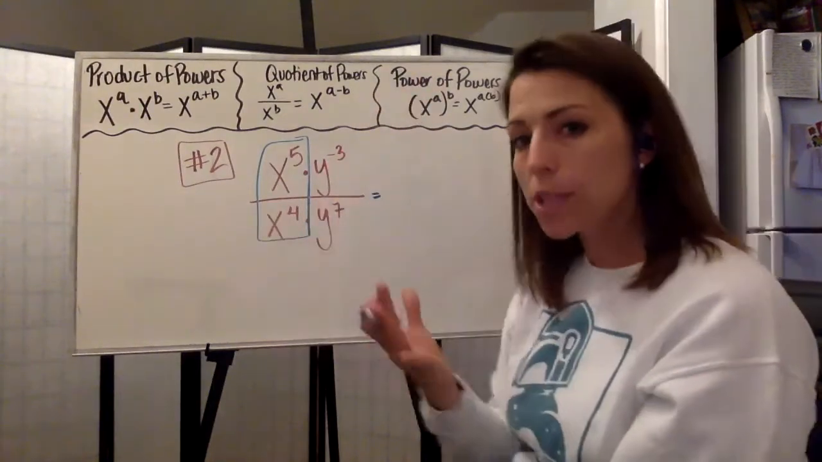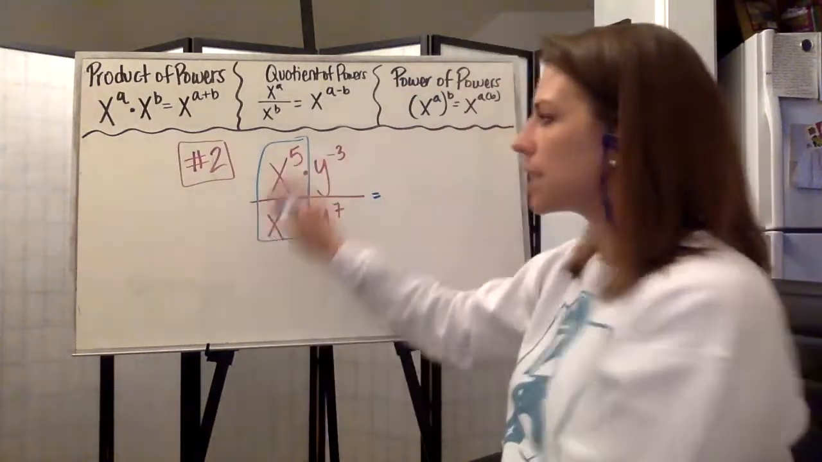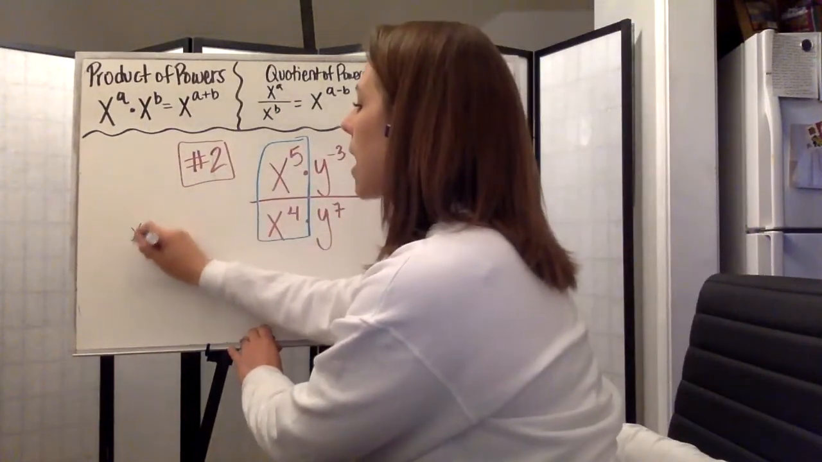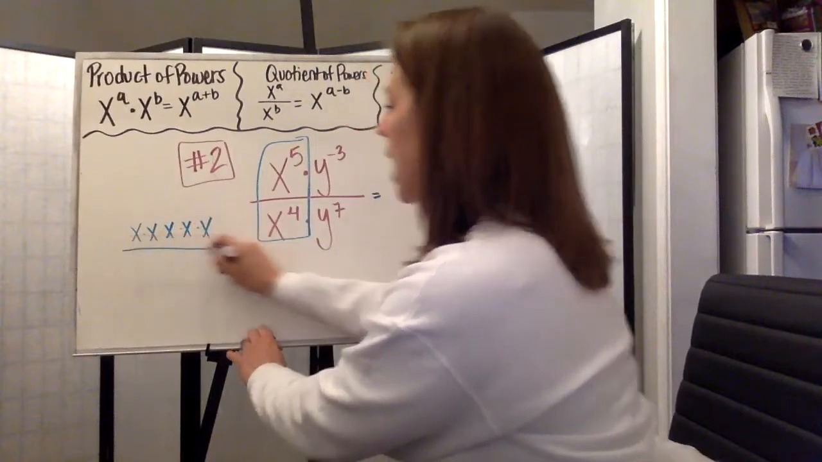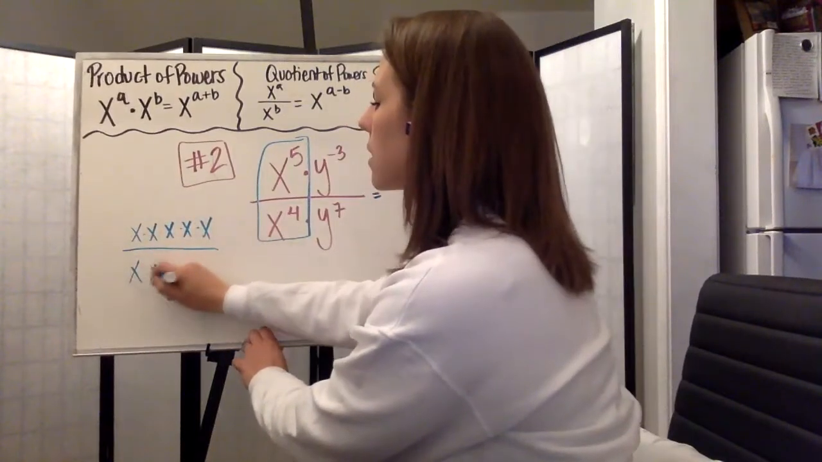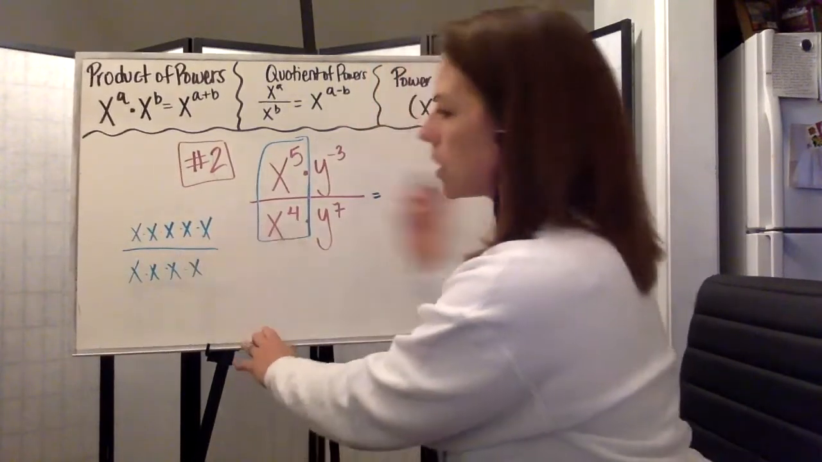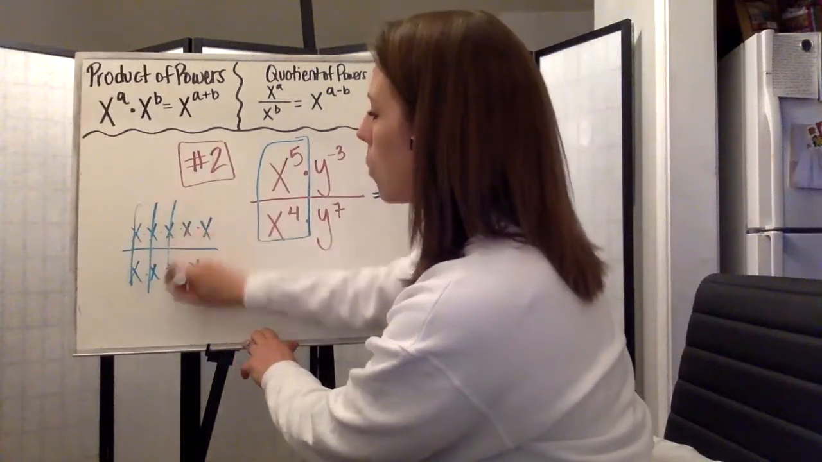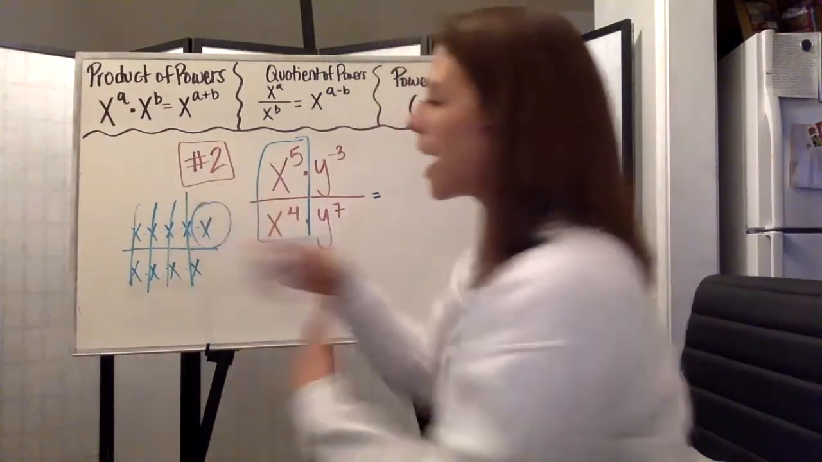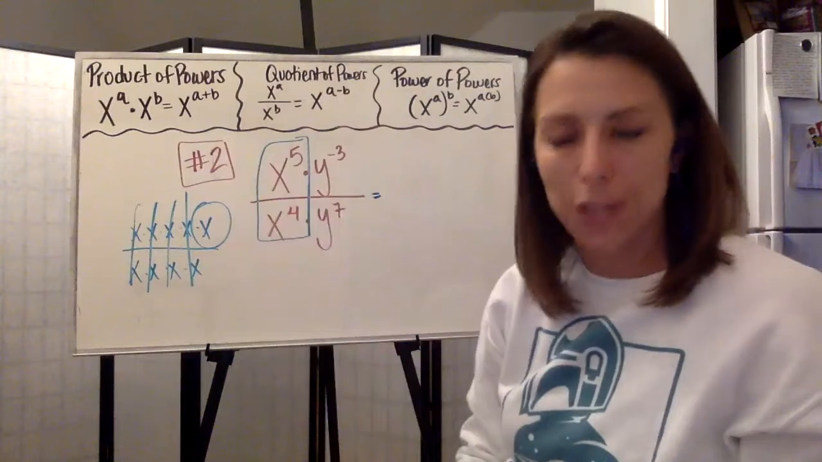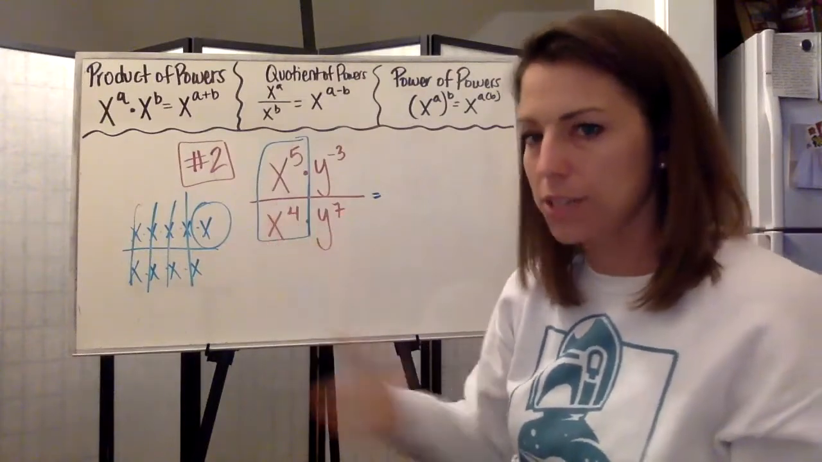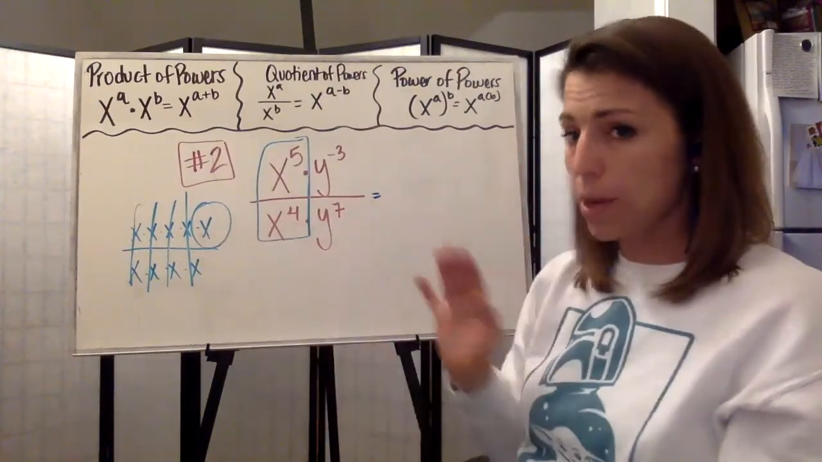Just remember, you can always write this out as a reference. X to the 5th means I have x times itself 5 times, and x to the 4th means I have x times itself 4 times. And remember, these all become big ones. Well, the one that has a larger exponent is going to be left with that in the numerator or the denominator, wherever it is. So just remember that. You can always write it out.